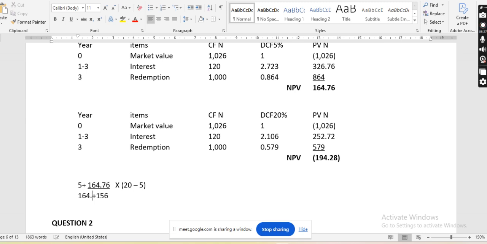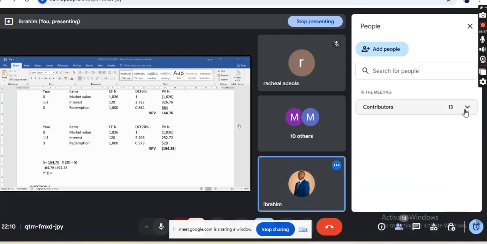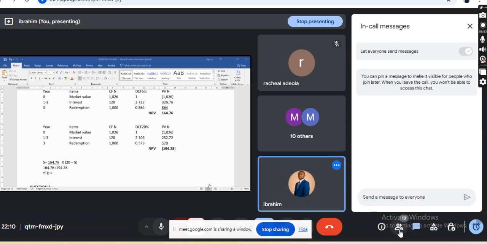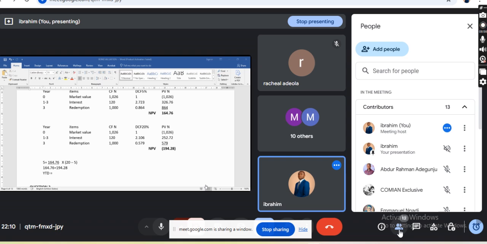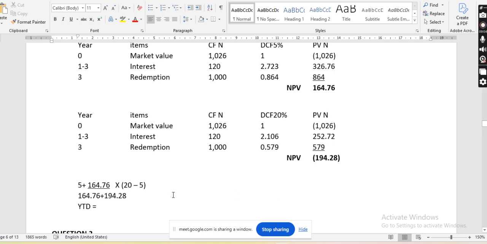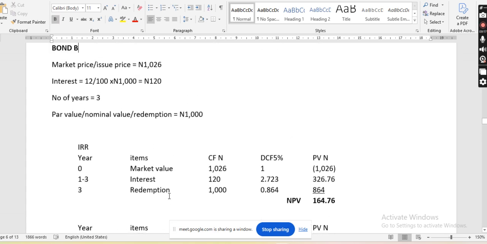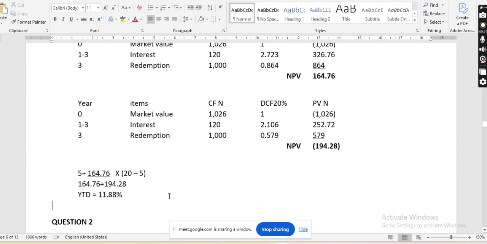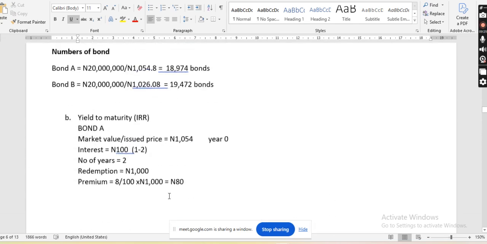Thank you, Mr. Moses. Thank you, Rachel. So we can have here 194.28. So what is the yield to maturity? Yield to maturity. What is the yield to maturity? 11 points 88. 11.88. So what do you have here, sir? What is the yield to maturity? Okay, 2.5. Okay, I think we've answered that part of this question, right?